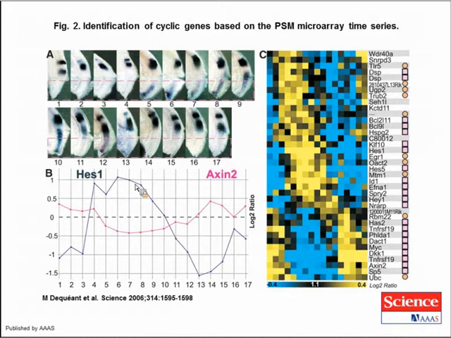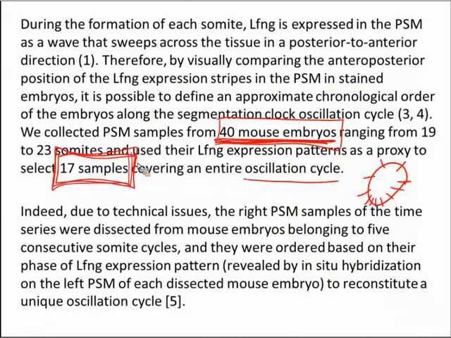But getting the timing, not all these 40 embryos are growing at exactly the same time, so knowing when to do the dissection and pull it, you don't really know, and so thus they had to pull more embryos than they actually needed in order to get something that would cover the oscillation cycle nicely. They did actually sample from five consecutive somite cycles.